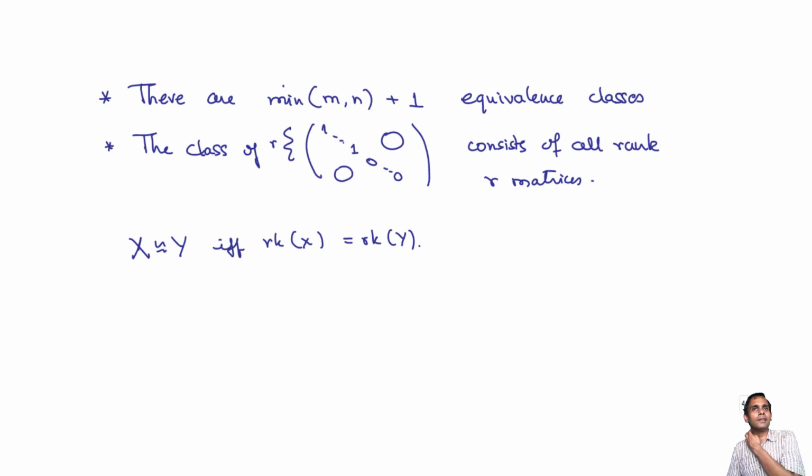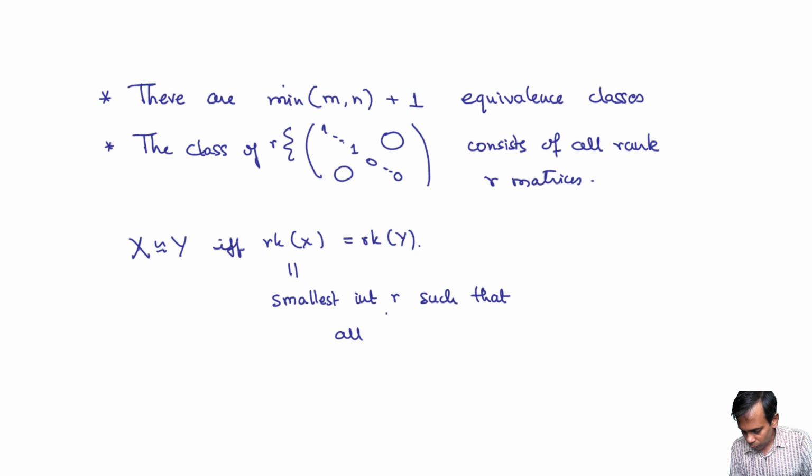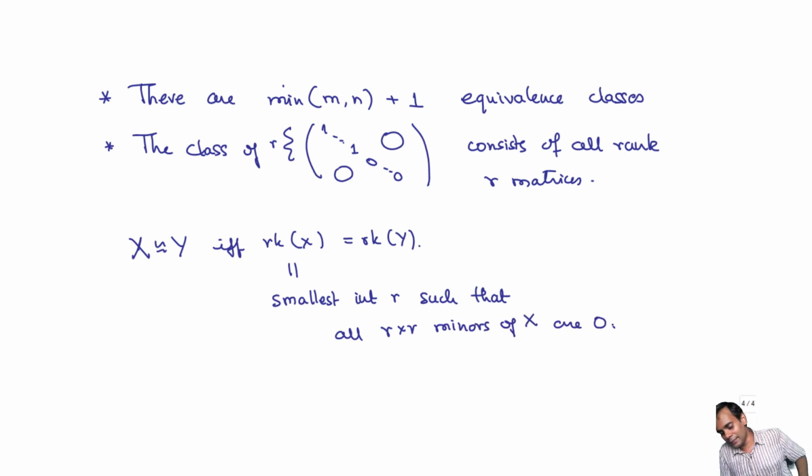And there's even an algorithm for computing rank. What is rank of x? It's the smallest non-negative integer r such that all r by r minors of x are 0. You may have seen this in your linear algebra class. So this rank has a very nice interpretation in terms of the matrix and is therefore easy to compute quite directly.